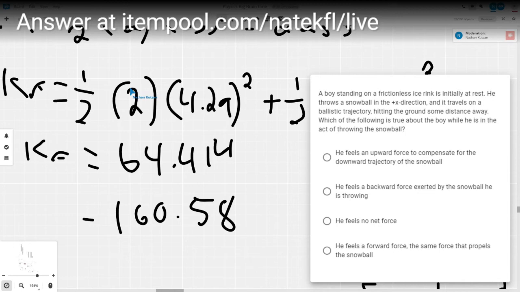What's a ballistic trajectory? It doesn't necessarily matter for this problem, but it just means a parabola, pretty much. Okay.